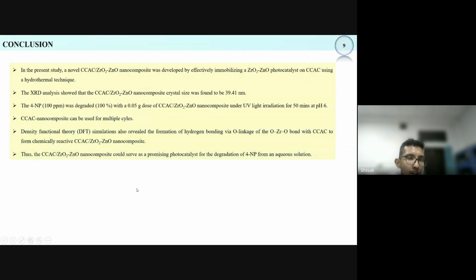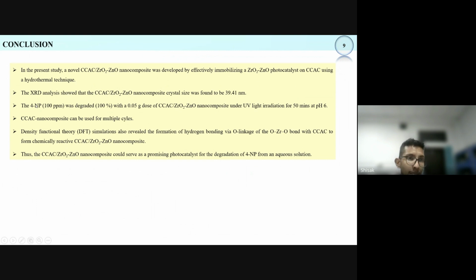So in conclusion, I want to mention that the biomass material has been used as an activated carbon, which was doped with the zirconium dioxide, zinc oxide nanocomposite, and it has been developed using a hydrothermal technique. This method has been used for different analyses, and from the XRD analysis, we were able to confirm the composite material, and also the crystalline size of the material was found to be 39.41 nanometer.